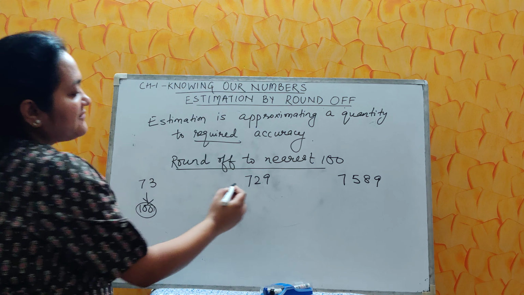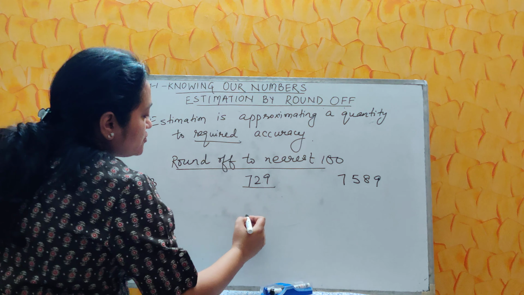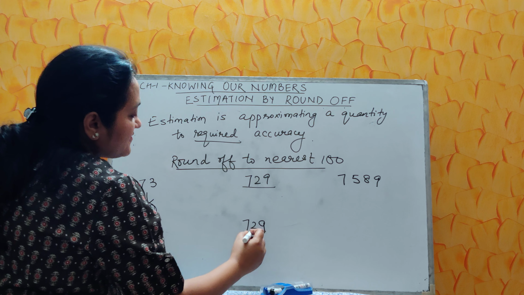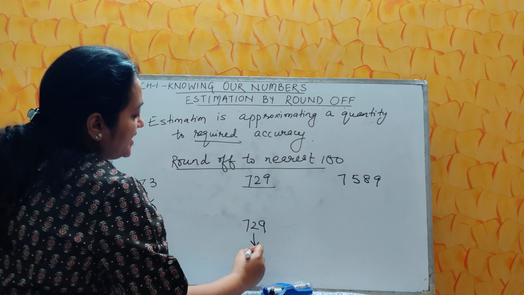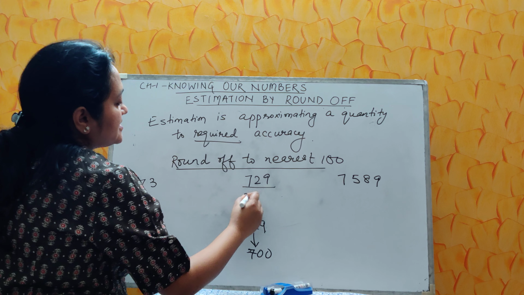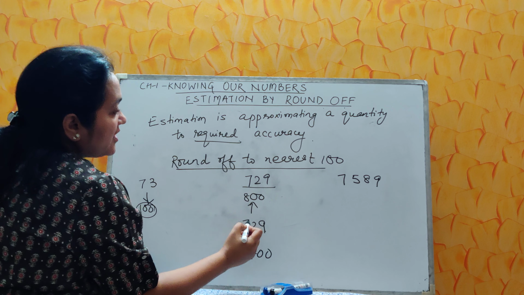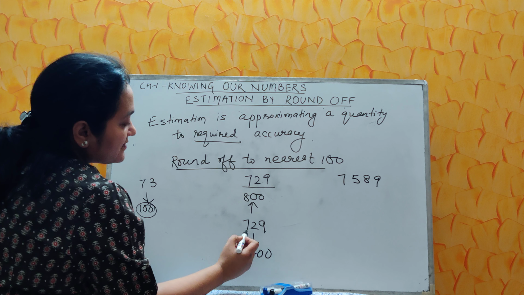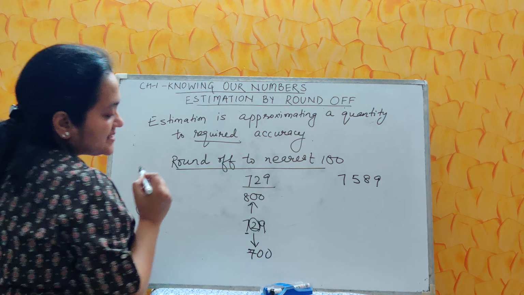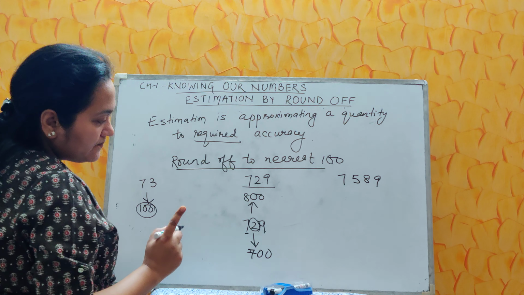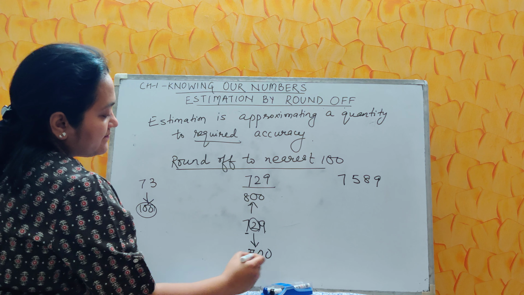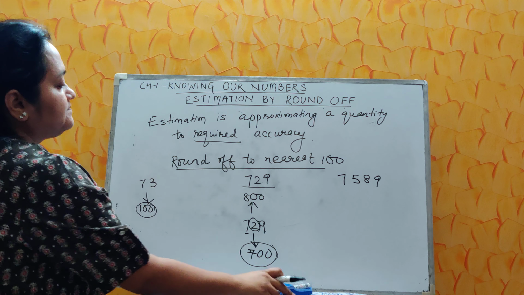What if the number is 729? What are the two multiples of 100 between which 729 will lie? It will be 700 and 800. Now since you have to round off to the nearest 100, this is the hundreds place. You have to look for this number. Since it is 2, it will be rounded down to 700. So this will be the answer.